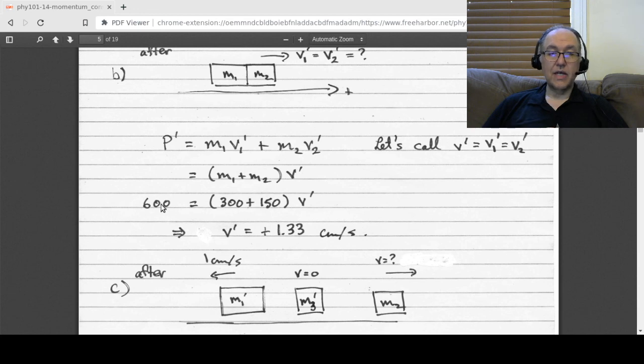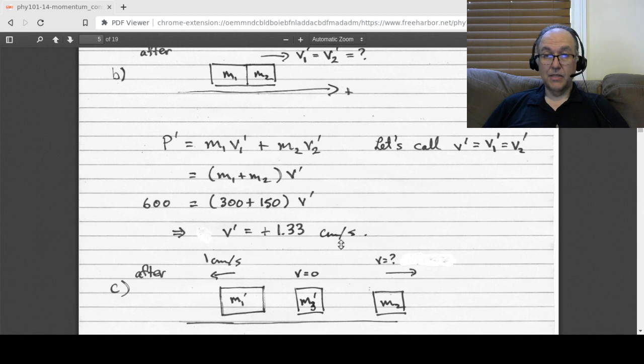All right, so let's continue. We have 600 gram centimeters per second. That's the total momentum. It's got to equal 300 plus 150, the m1 is 300, m2 is 150, times v primed. And it's very simple to solve for v primed. You just get that v primed is going to equal plus 1.33 centimeters per second.